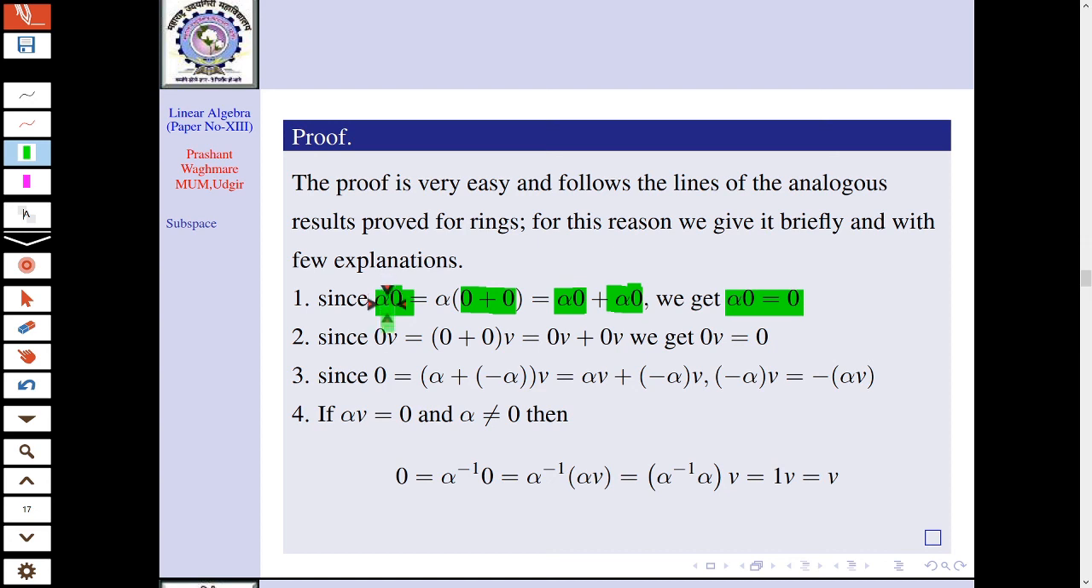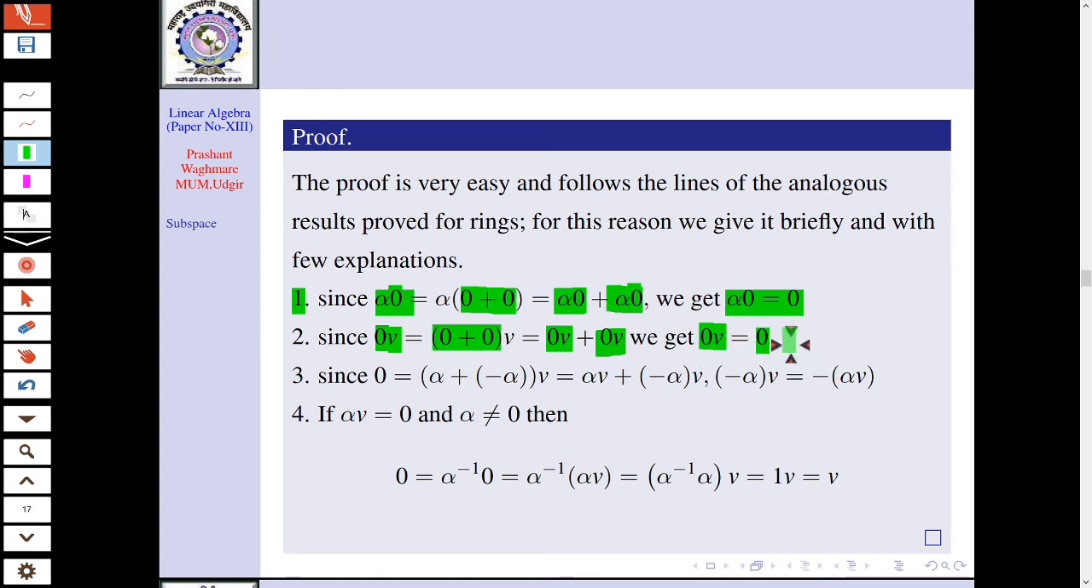Then again in the same way, instead of alpha we have a vector here. So 0 into V. Now again you can write 0 as 0 plus 0 into V. As V is a vector and 0 plus 0, both of them are scalars, you can distribute that vector over the scalars by the properties of vector space, or you can say axioms of vector space. So 0 into V plus 0 into V. As we did in the first case, in the same way this 0 into V is the same as 0. You will get it directly.